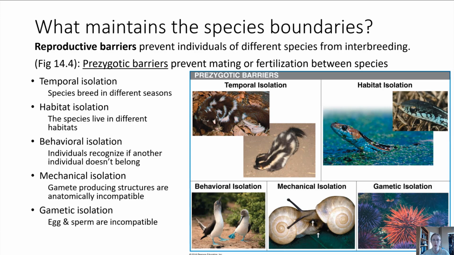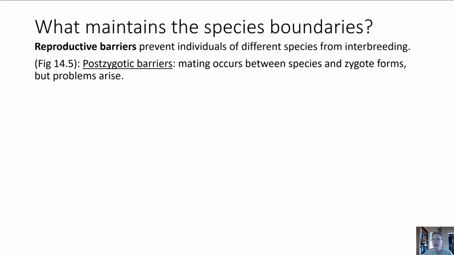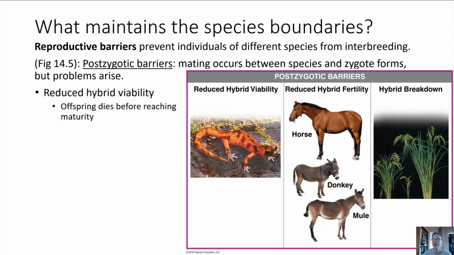Okay, the other type of reproductive barrier is a post-zygotic barrier. Let's look at some post-zygotic barriers here. Not as many types, just 3 types of post-zygotic barriers that we'll need to know about. First up, we have reduced hybrid viability.